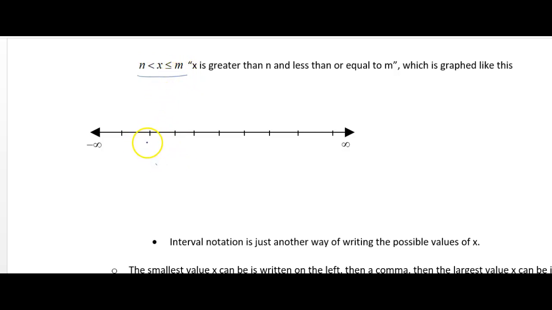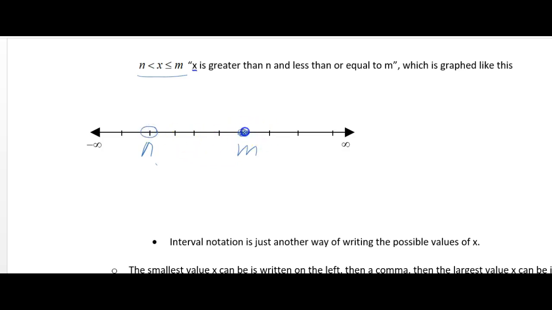So in this case, I need two numbers to show this. N is the one on the left because that's the smallest. The inequality signs always point to the smaller values. They always point to the numbers on the left. So, and let's say this was my number m. So the n is not included, the m is included.